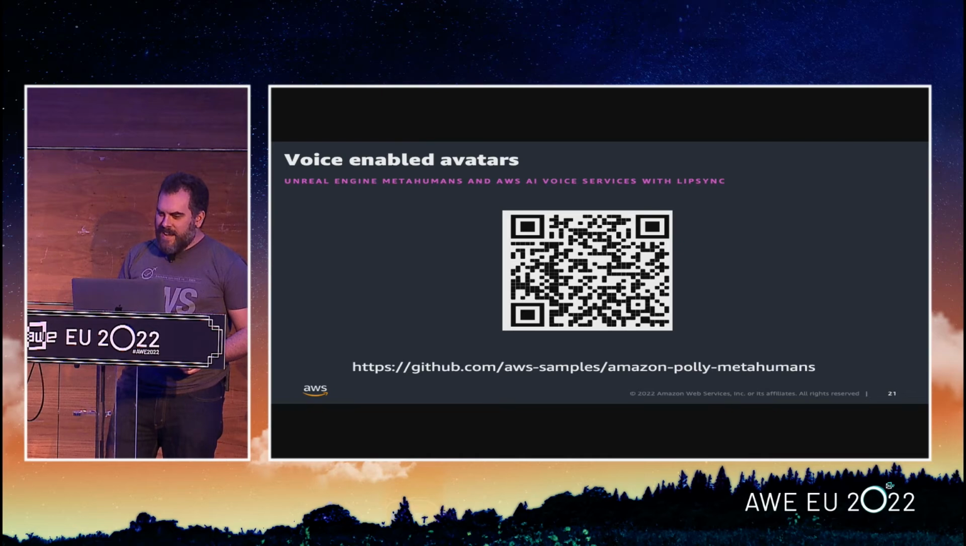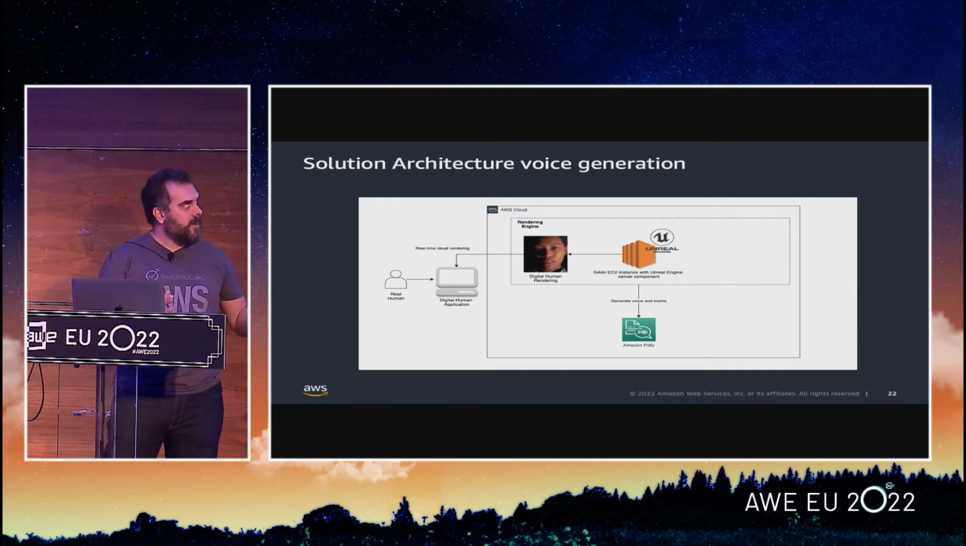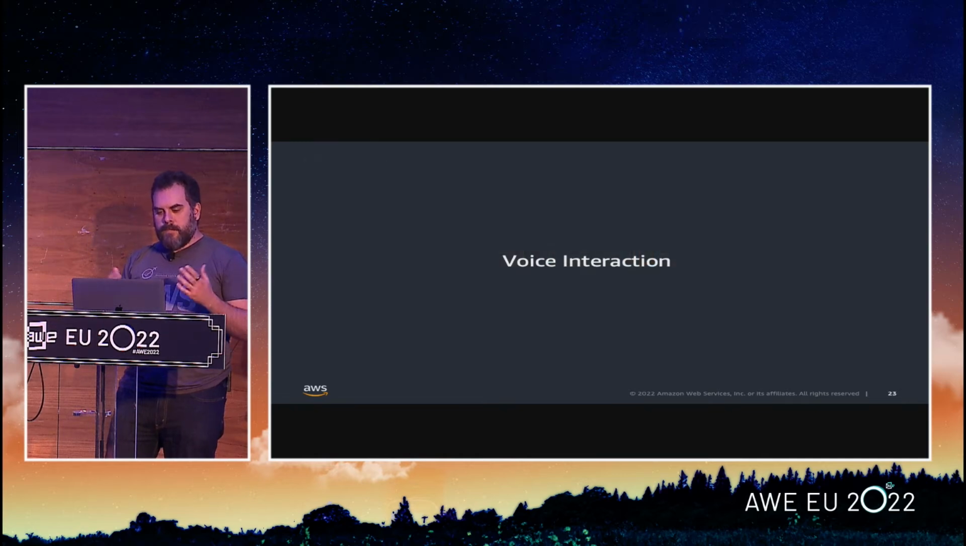Okay, and this is the architecture that we have. It's quite simple. So it's just the engine we have. So the MetaHuman project can be deployed on the cloud. Of course, you can leverage the rendering in the cloud for the MetaHuman, calling Polly and providing the voice as you have seen. But what's the next step?